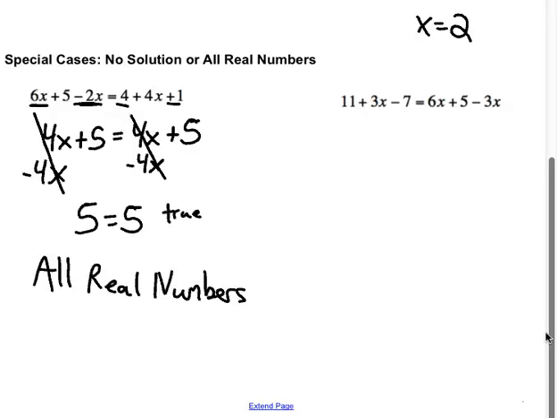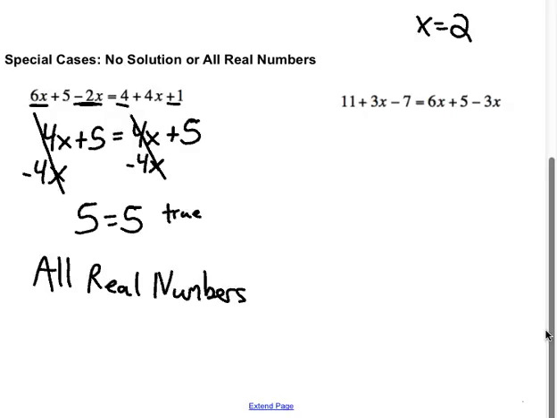You could have put any value in for x and it would have solved the equation. It would have been true. Okay? So that's what happens when the variable cancels off and you have something true that you leave behind. Well, let's see the opposite situation.